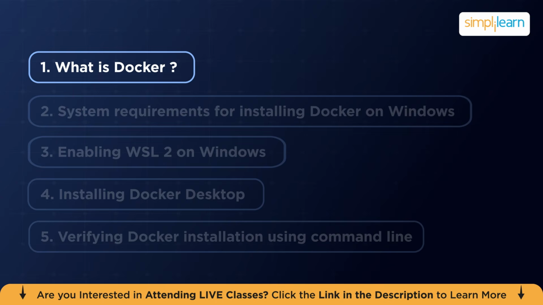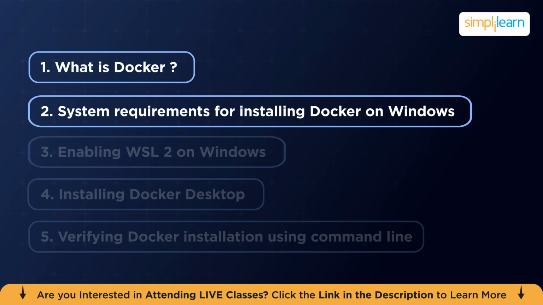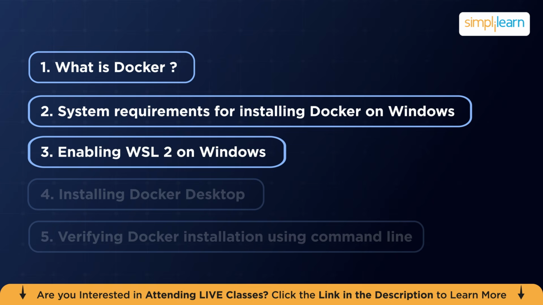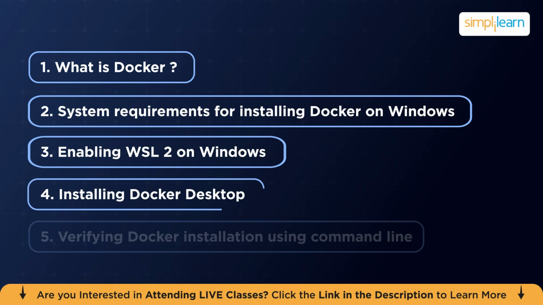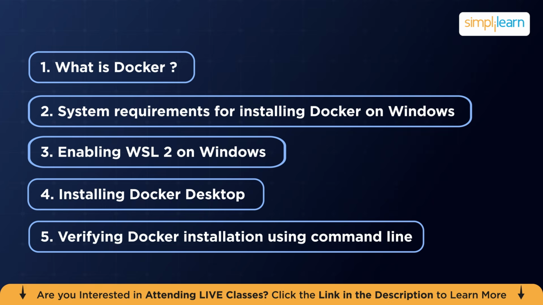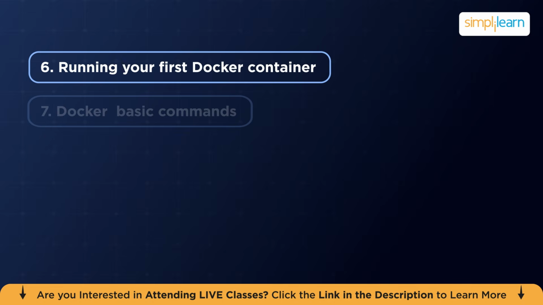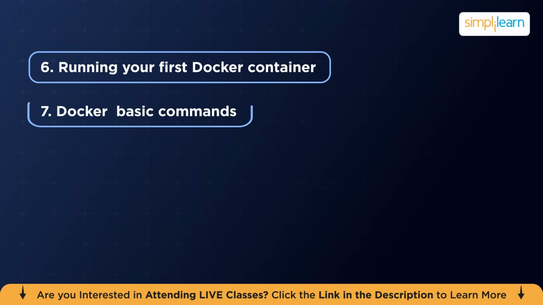First, we are going to understand what exactly Docker is and why we need it. Then we are going to understand the system requirements for installing Docker on Windows. Then we are going to enable WSL2 on Windows. And then we are going to install Docker Desktop. After that, we are going to verify the Docker installation using the command line. And then we are going to run our first Docker container. And finally, we are going to explore some of the basic Docker commands.